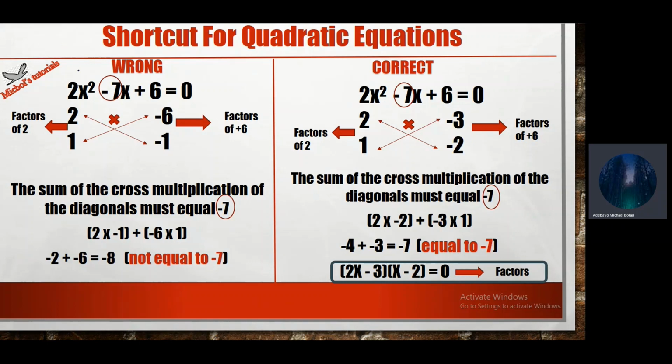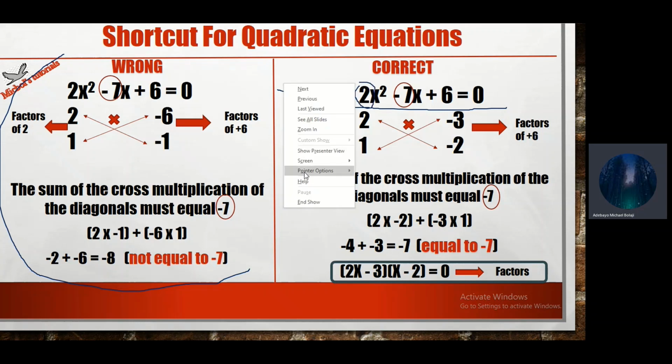In this aspect, the one circled here, we have the wrong shortcut method used, while on this side we have the correct one. So I'll quickly explain what's happening here. Now look at this equation: 2x squared minus 7x plus 6 equals 0. To use this shortcut, you find the factors of these two.